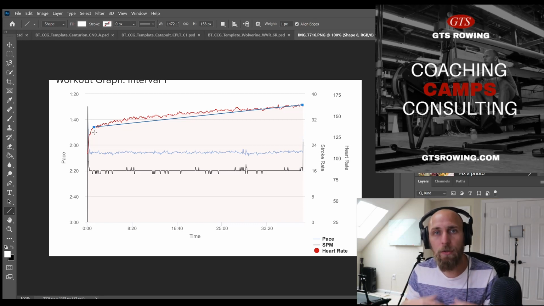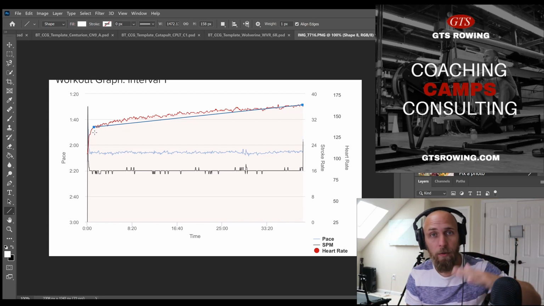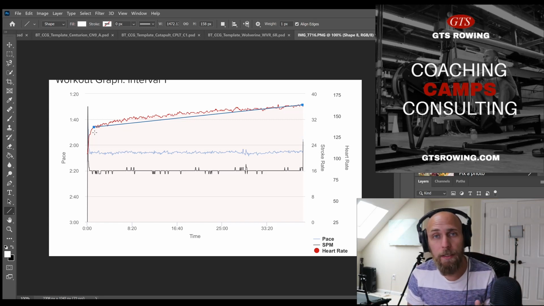Go based on that, trust your feeling, do it for whatever duration you're able to maintain that feeling, and then go back and look at your heart rate and look at what range your heart rate was in for those sessions, and then that will help you determine what is common for you for that particular training zone.